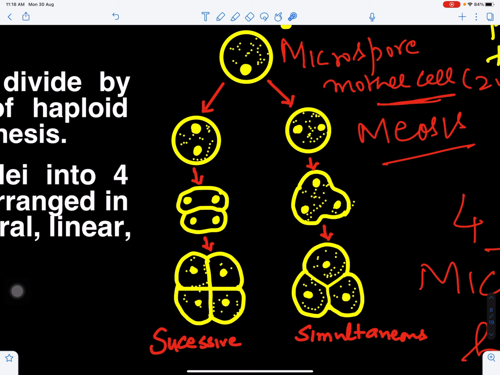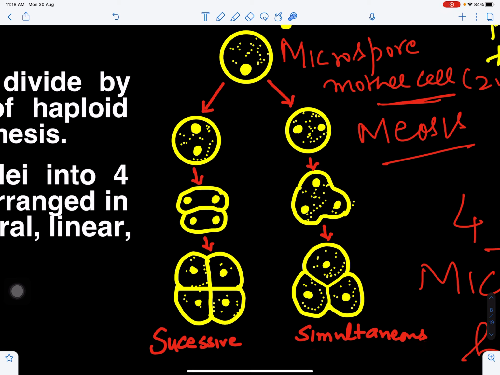Three are visible on the front side and one is on the back side, and wall formation is not there. So when four nuclei have been produced, then there is wall formation, right? One is at the back side of this spore tetrad, and three are at the front side. So this is one microspore, this is the second, this is the third, and one is at the back side. So this is simultaneous. It means first the one nucleus will divide into two, then this will divide into four, and ultimately wall formation takes place. This is called simultaneous.